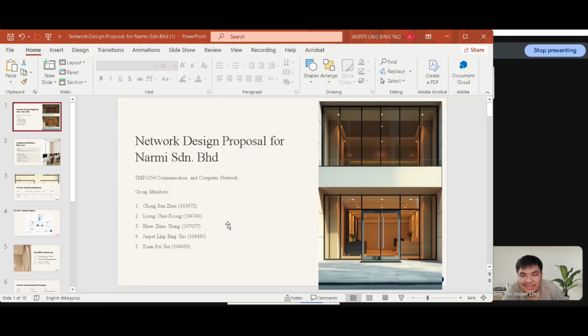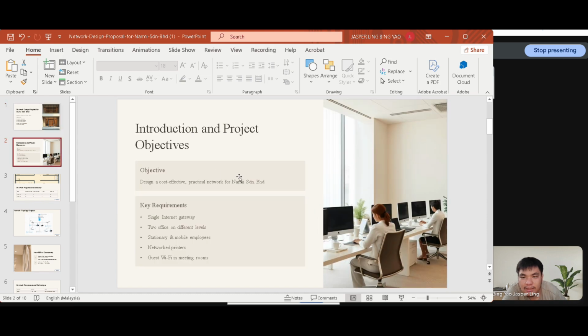This presentation is about the network design proposal for NAMI SDN PhD. This is for our course TMF 1254, Communication and Computer Network. Our group members are Chung Eun-jung, Young Ji-kyung, Hugh Jong-young, Jasper Lim Min-young, myself, and Kwang Pei-yi. For the introduction and project objective.